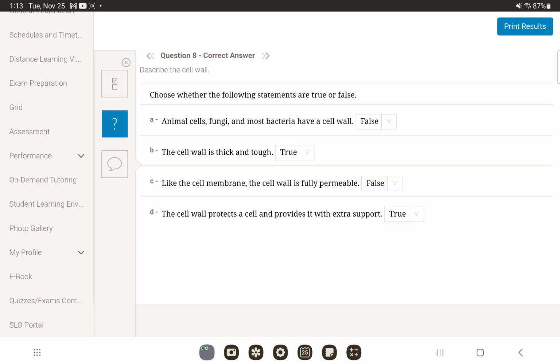Choose whether the following statements are true or false. Animal cells, fungi, and most bacteria have a cell wall. False, because animal cells do not have a cell wall. The cell wall is thick and tough. True. Like the cell membrane, the cell wall is fully permeable. False, because although the cell wall is fully permeable, the cell membrane is not. The cell membrane is selectively permeable. The cell wall protects a cell and provides it with extra support. True, because that's its function.